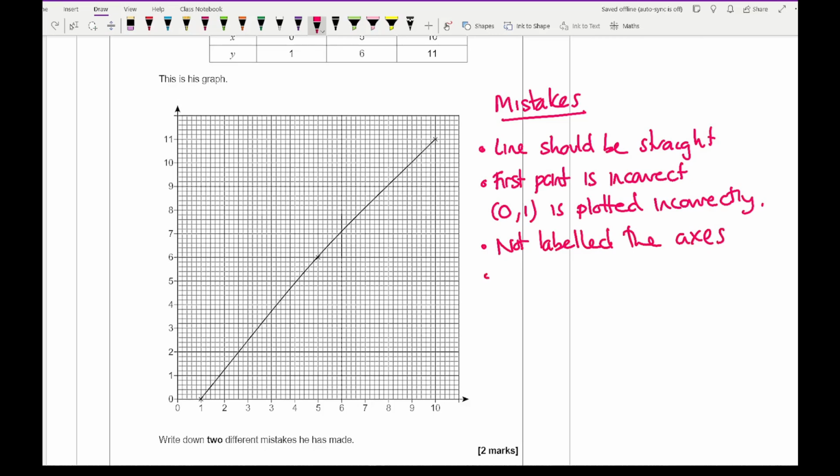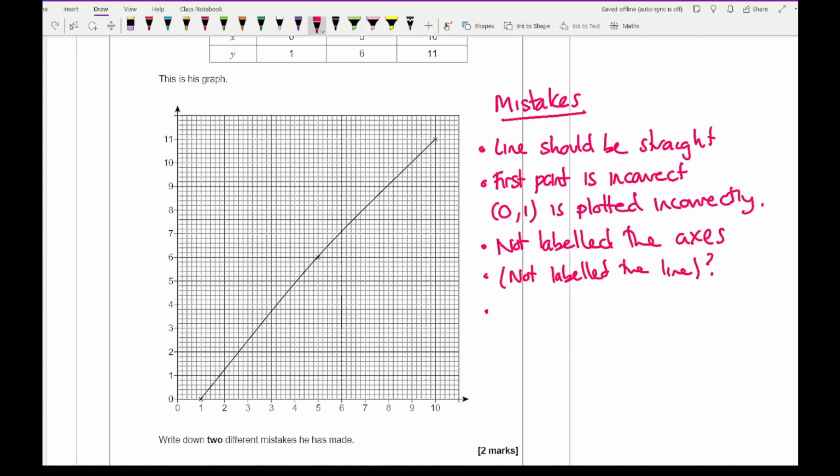You could also say that, and again, if a student did this in my class, I probably wouldn't penalise them unless they were drawing more than one line on a graph, but they've not labelled the line. Maybe accepted. But I would say that's probably a tough one to go for.